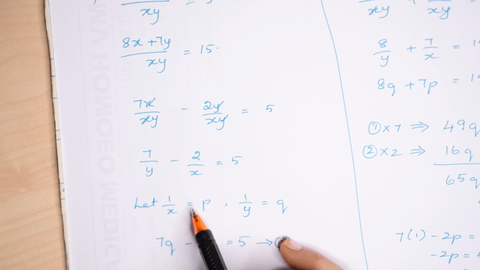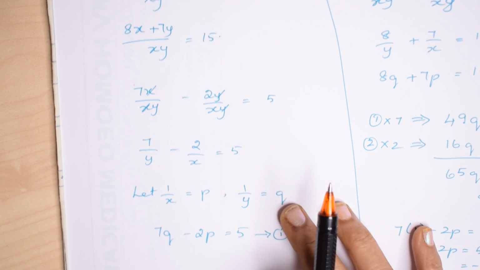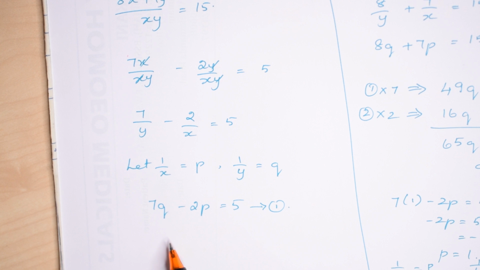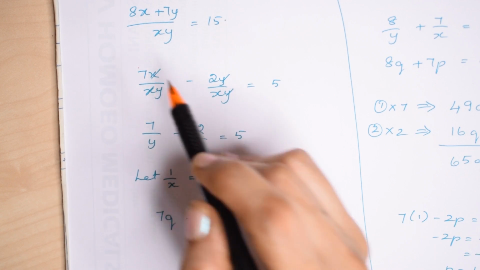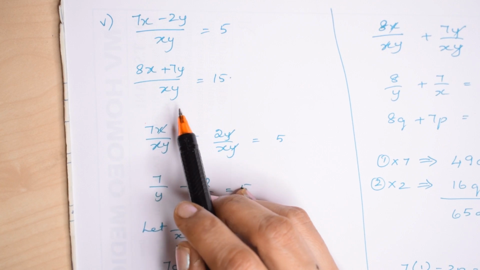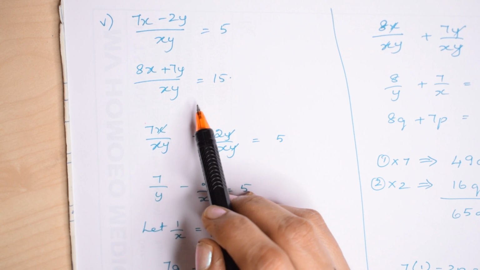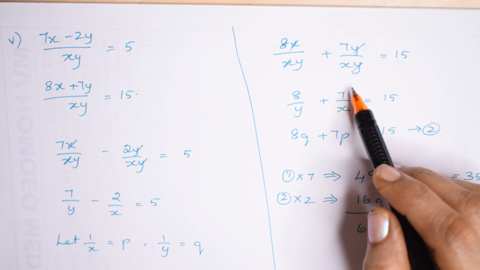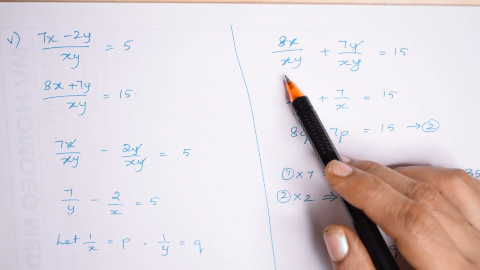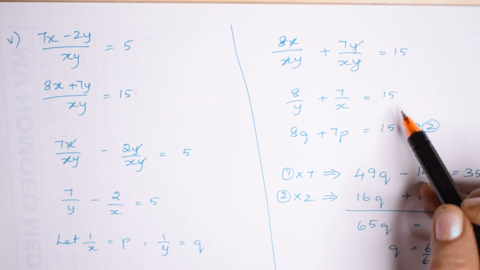Now I am introducing 1 by x is equal to p and 1 by y is equal to q. So when I introduce, the equation becomes 7q minus 2p is equal to 5. That is the first equation. The same way I am going to split the second equation also: 8x by xy plus 7y by xy is equal to 15. See? Then again I have cancelled x here and y here. So 8 by y plus 7 by x is equal to 15.